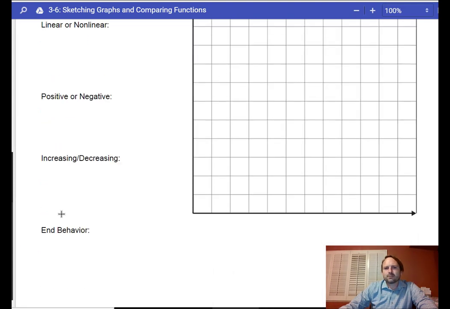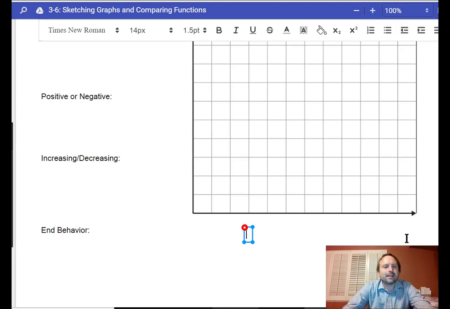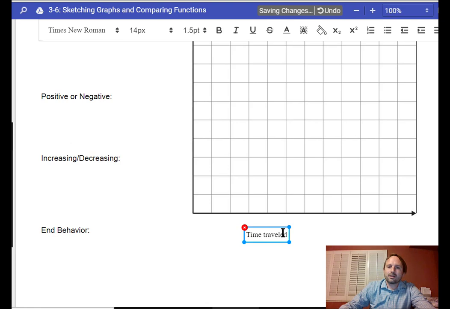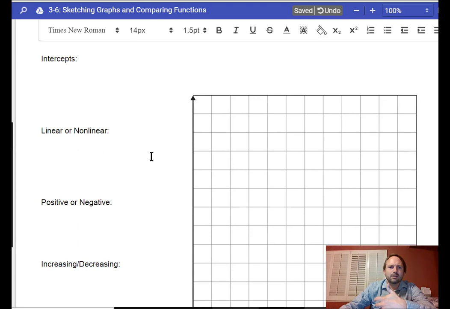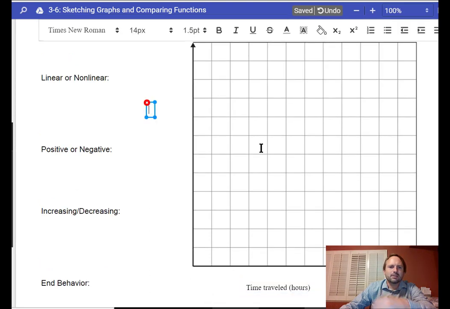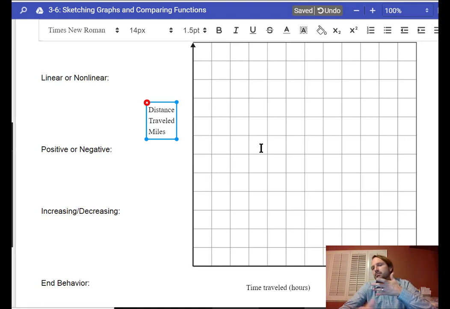So, first off, why don't we label our x and y intercepts? So, x. The x-axis would be time traveled. And we should probably say hours, because if we're talking about 24 hours, that's probably what we'd want to do. Now, this would probably be distance traveled. And this would be in miles. Yeah, miles. And we'd probably want to put it in parentheses.